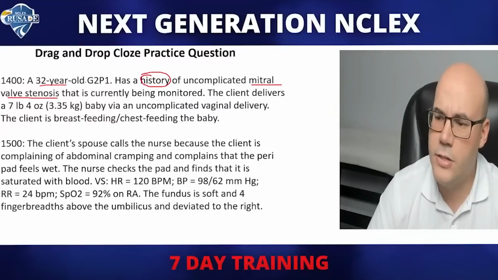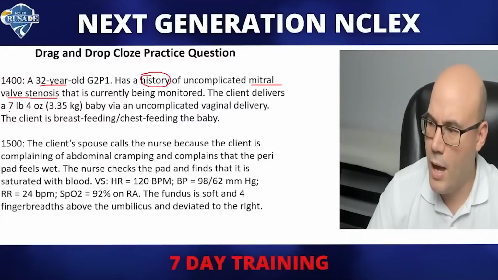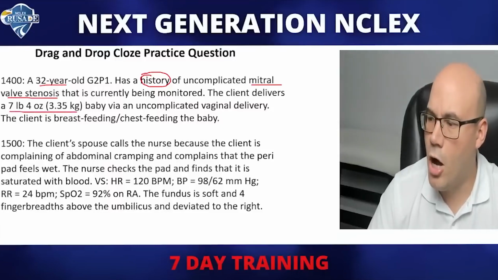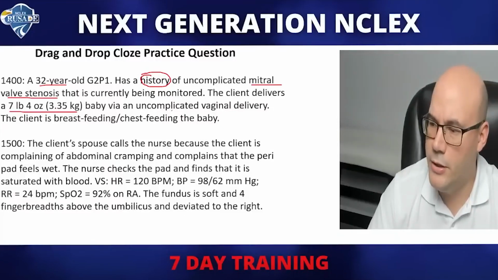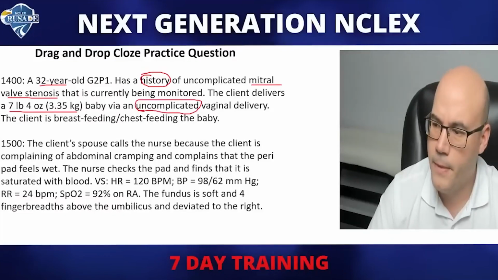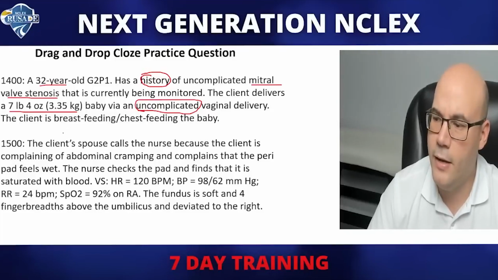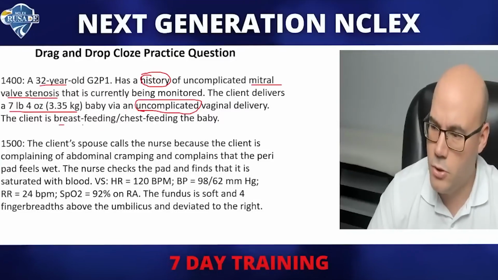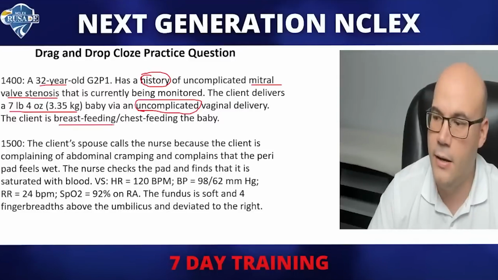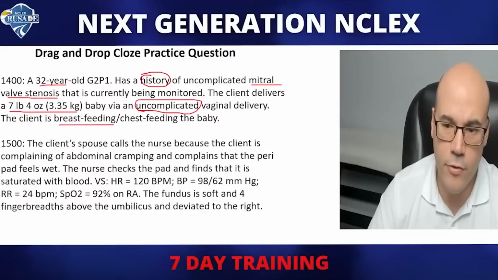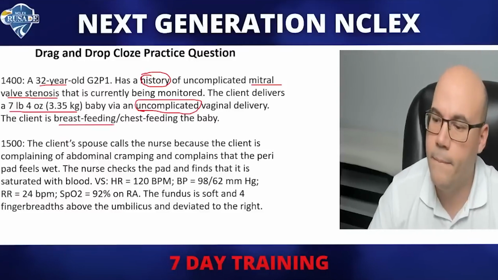The client delivers a 7-pound 4 ounces baby. So we have a delivery via an uncomplicated vaginal delivery. So there was no complication during the delivery. That is important. The client is breastfeeding the baby. Super important. Breastfeeding after the delivery. We're going to see why.